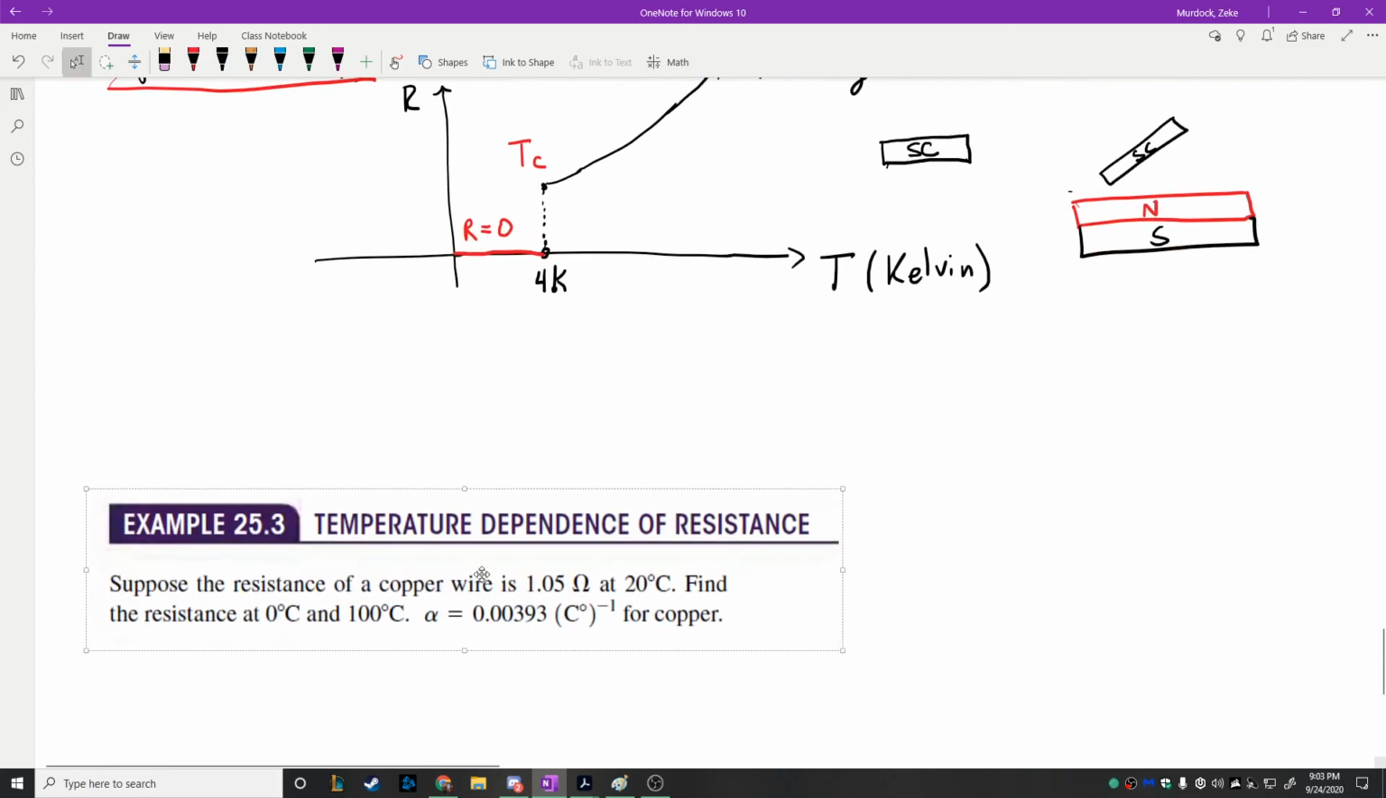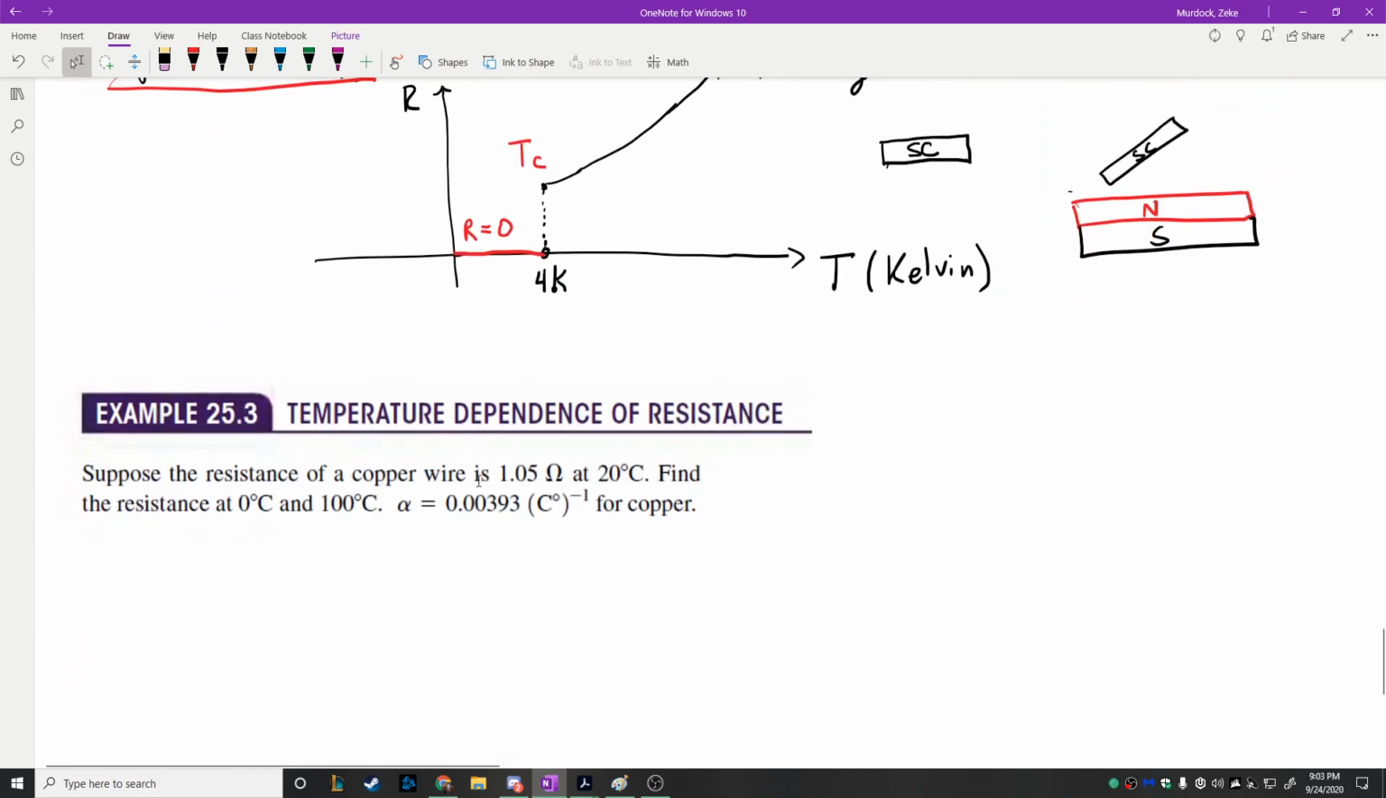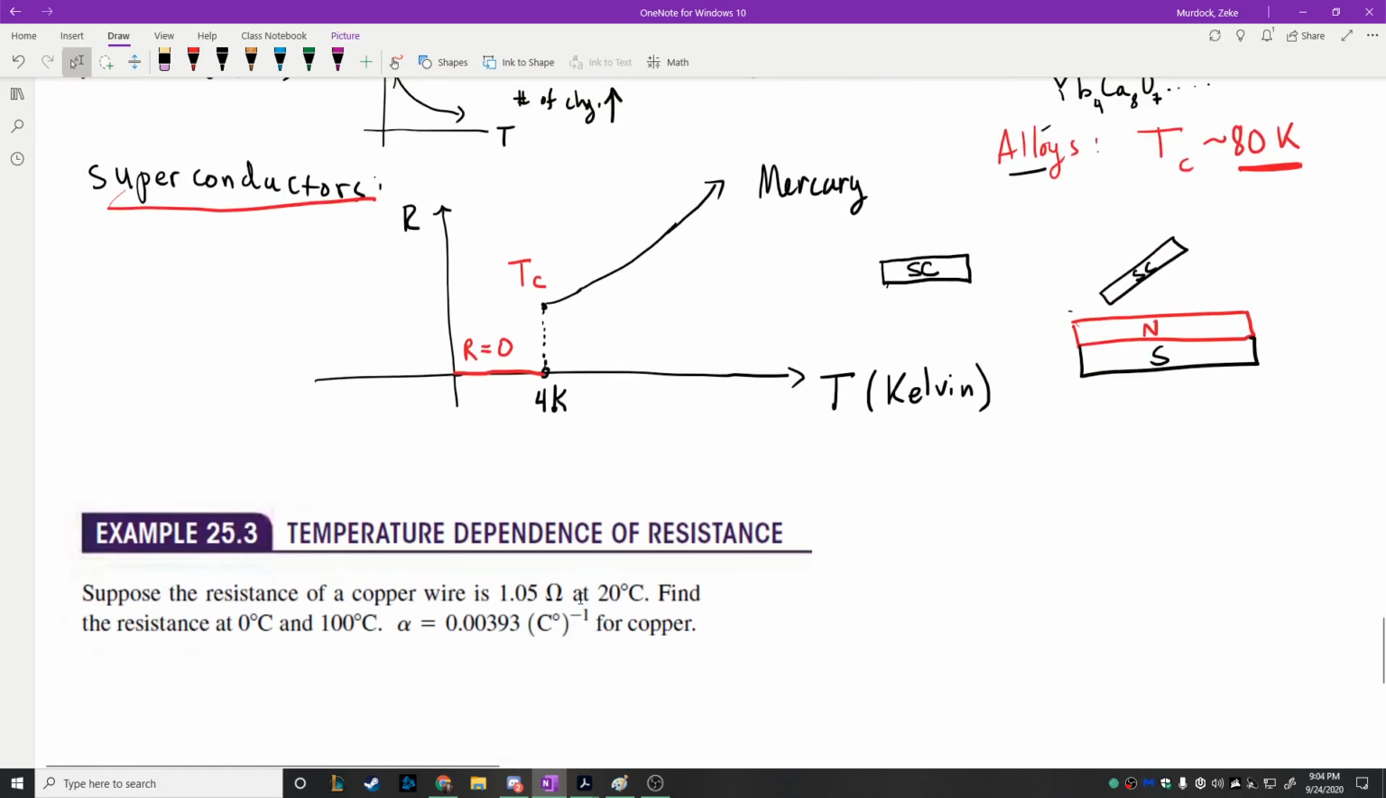All right, let's do a real quick problem right here, just to make sure that we understand how to use this equation. It says, suppose the resistance of a copper wire is 1.05 ohms at 20 degrees Celsius. So this is our resistance, and the temperature will be T0, 20 degrees Celsius. We want to find the resistance at 0 degrees Celsius and 100 degrees Celsius. And the value of alpha for copper is given right here. Very easy plug and chug problem.